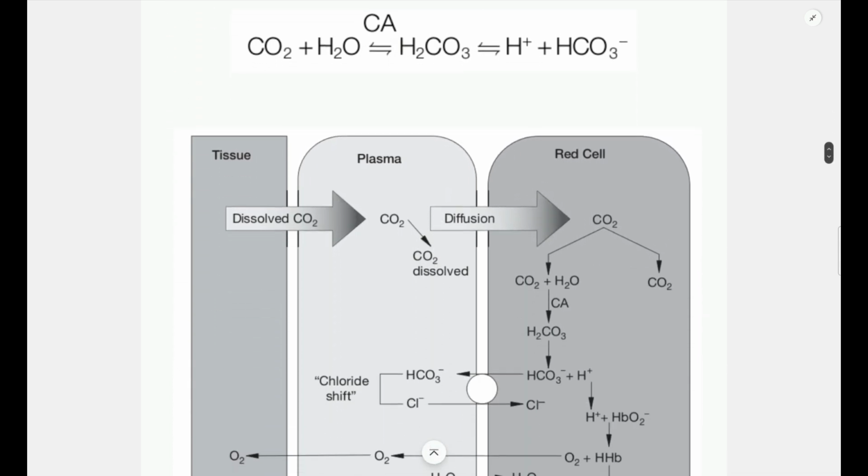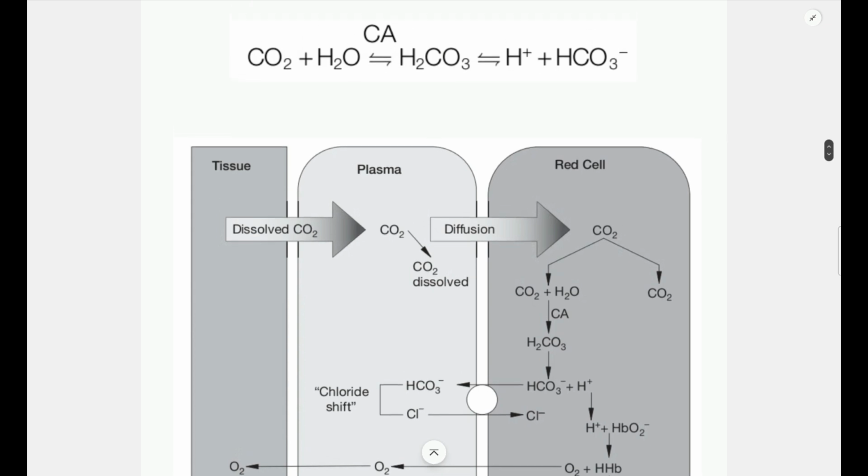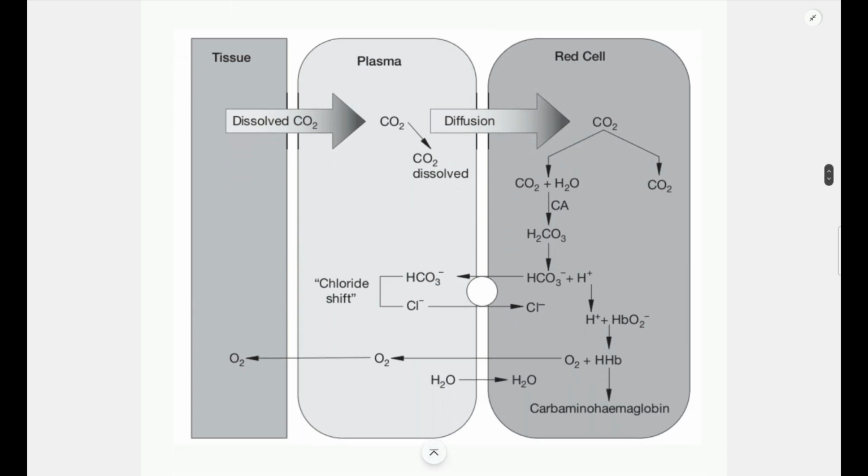Now we will see through this diagram how CO2 is transported through bicarbonate. For transporting of CO2 as bicarbonate, there is an involvement of an enzyme carbonic anhydrase. Carbonic anhydrase combines CO2 and water to form H2CO3, which then dissociates into H+ and HCO3-.